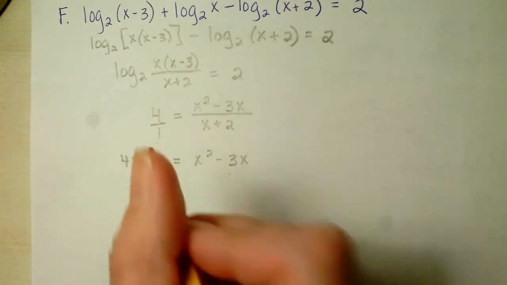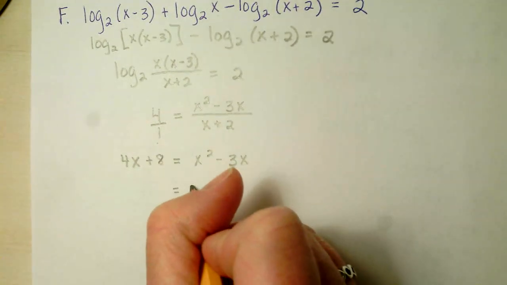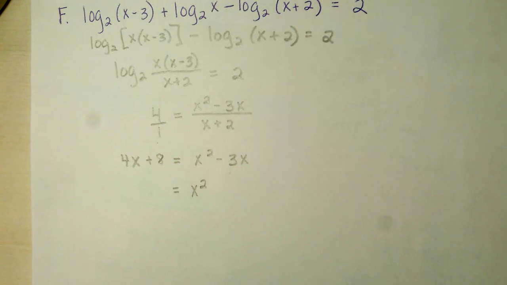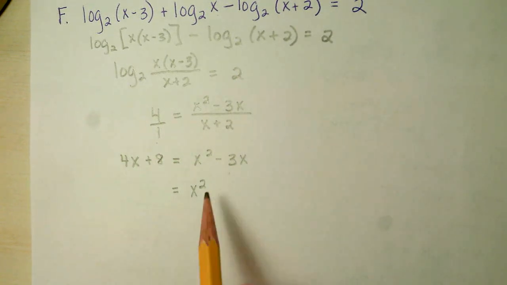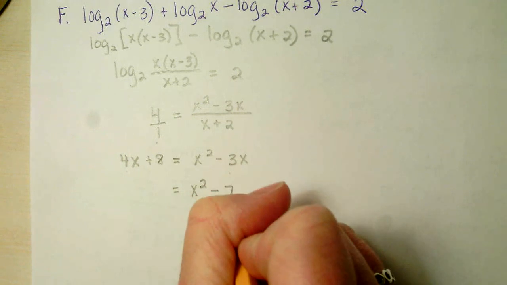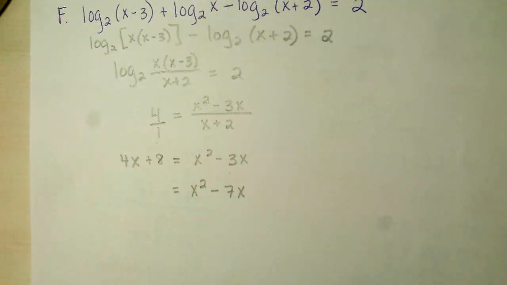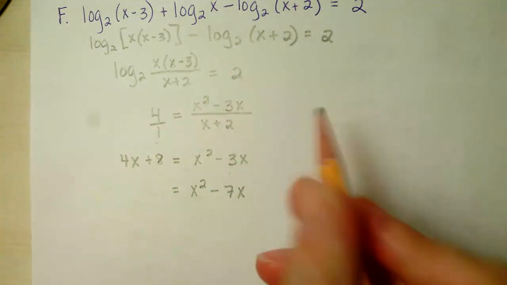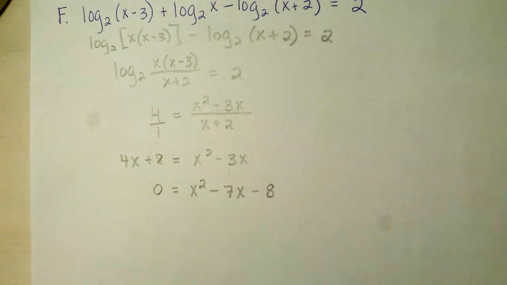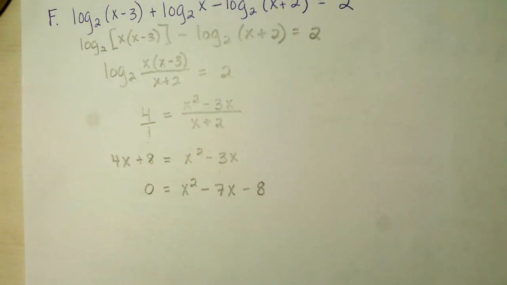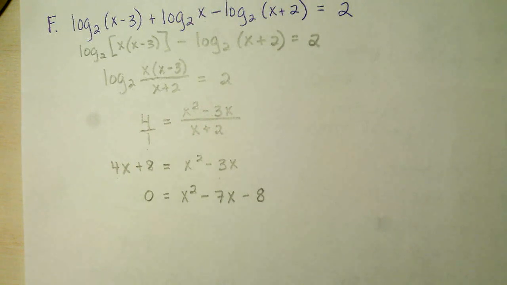Next, I want to get this in standard form. I always want to keep my x squared positive. So I'm moving over this 4x, I'm subtracting 4x from both sides, and I get negative 7x. I'm subtracting 8 from both sides, I'm getting negative 8, and I'm left with a 0 on the left.